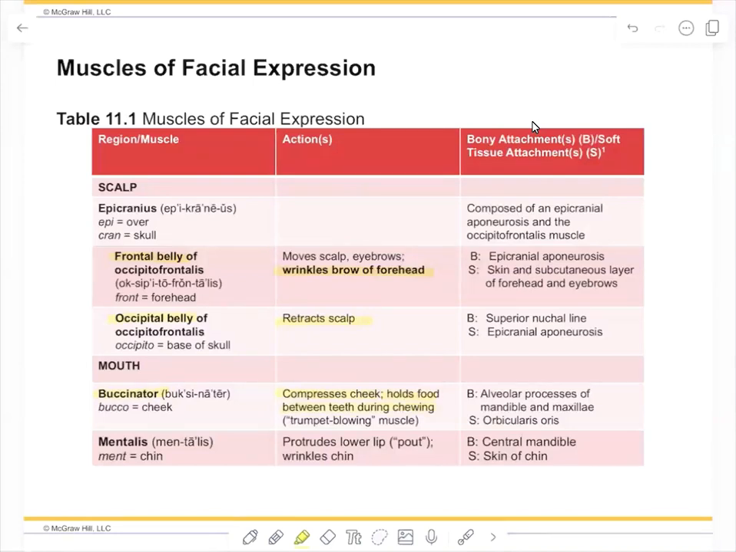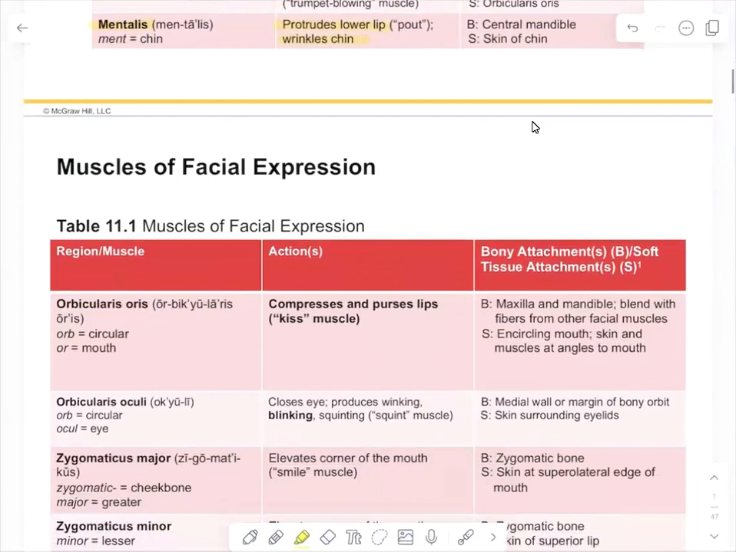Another muscle in that group is the mentalis muscle, responsible for pouting or protruding the lower lip or wrinkling the chin. So it may be a good idea to make note cards for some of these important muscles, again, with the name of the muscle and the action.